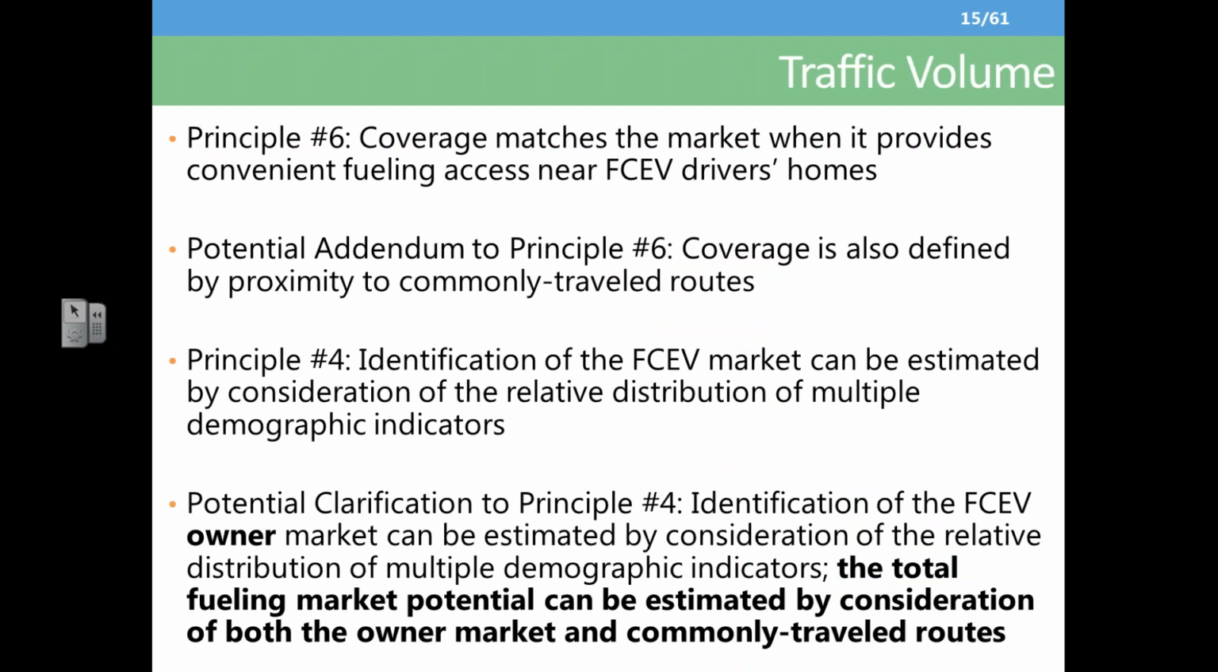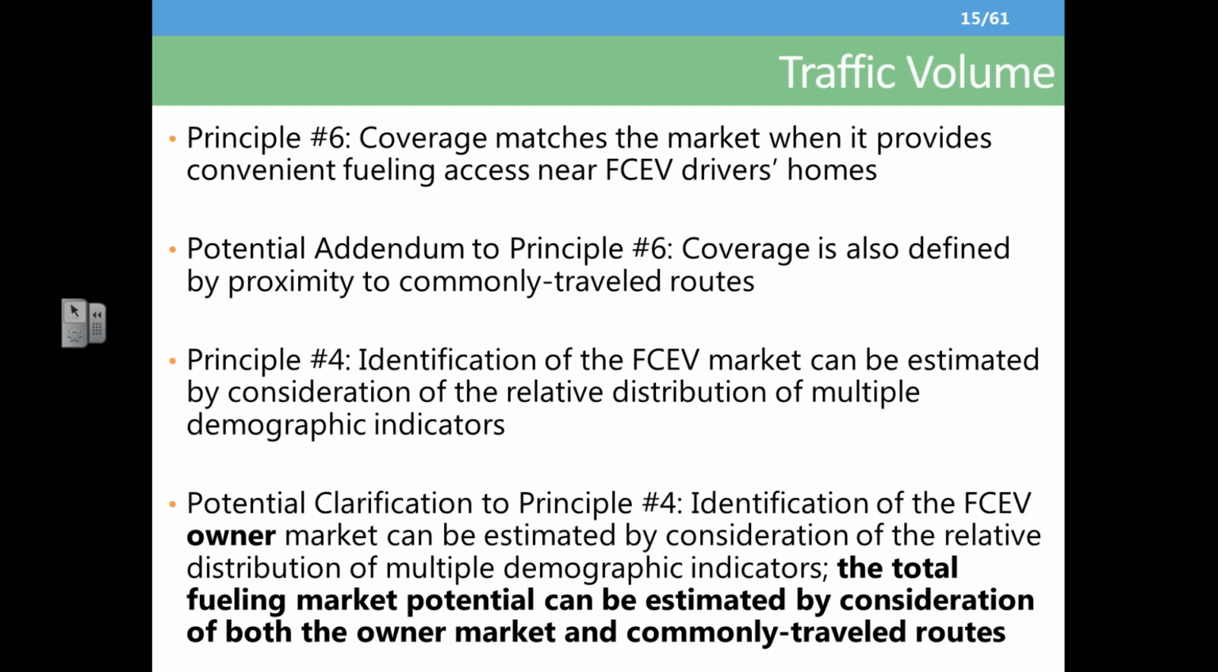So what that means is that these are the full text versions of what we had previously used as principles 4 and 6. So coverage matches the market when it provides convenient fueling access near fuel cell drivers' homes. We might add coverage is also defined by proximity to commonly traveled routes, right? So we might want to look at that.